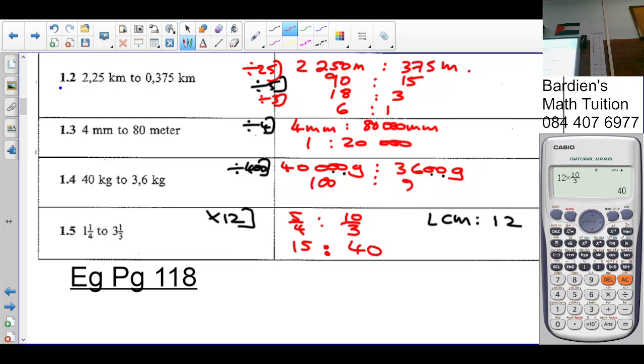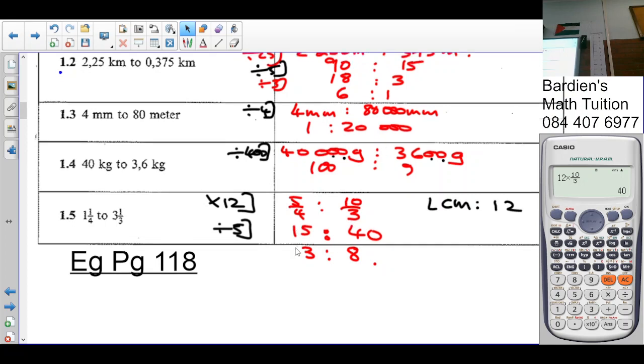Do we stop here, people? No. So what do we do now? What number can be divided into both? 5. Divide by 5, what do we get? 3 is to 8. So the ratio 1 1/4 is to 3 1/3 in the simplest form is going to be 3 is to 8. Okay, any confusion, people? You okay, Michael?